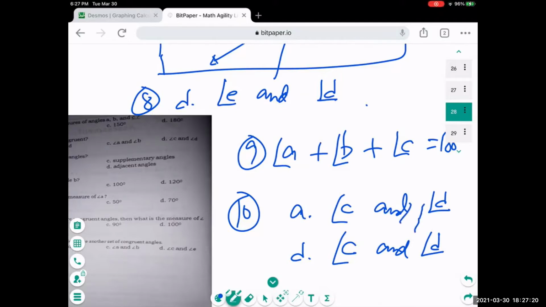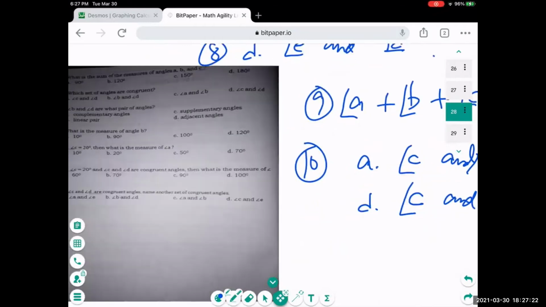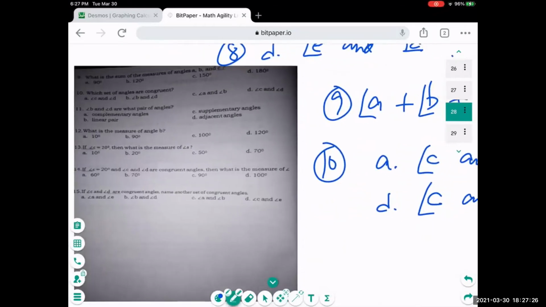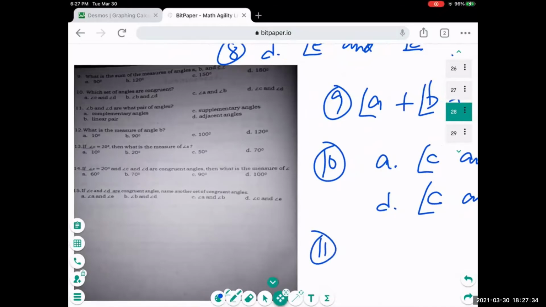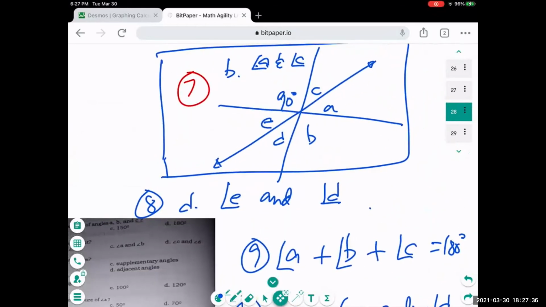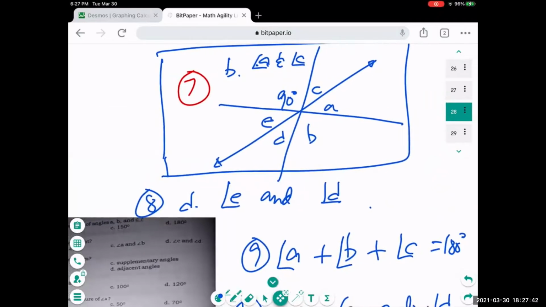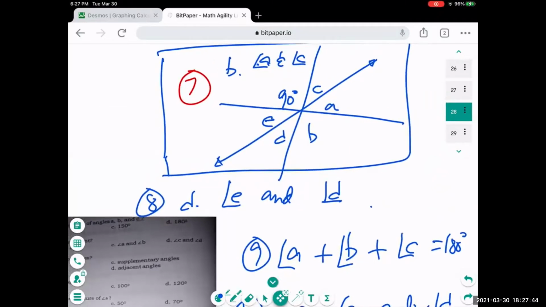So number 11. Question number 11 says, angle B and D are what pair of angles? So what is B and D? So let's go back to the figure. Angle B and D are, what's this?